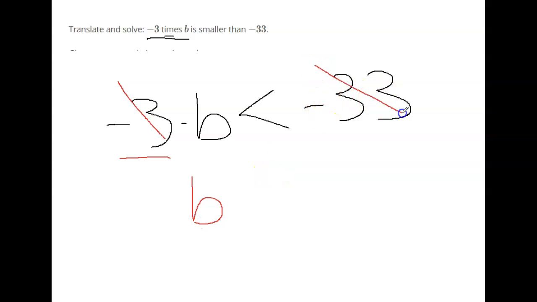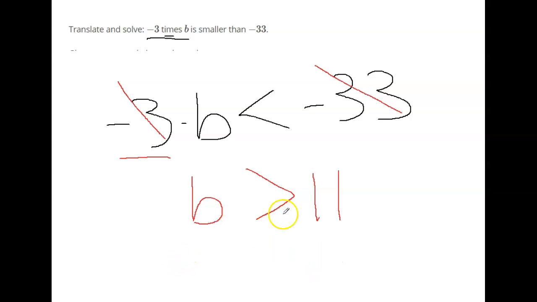Dividing by -3 over here, dividing a negative by a negative makes a positive 11. Now anytime you multiply or divide by a negative, the sign in the middle switches. If it's less than, it switches to greater than. If it's greater than, it switches to less than, and so on. So we have a less than, we divide it by a negative, now it's going to be the greater than sign. So our solution to this is b needs to be a number greater than 11.